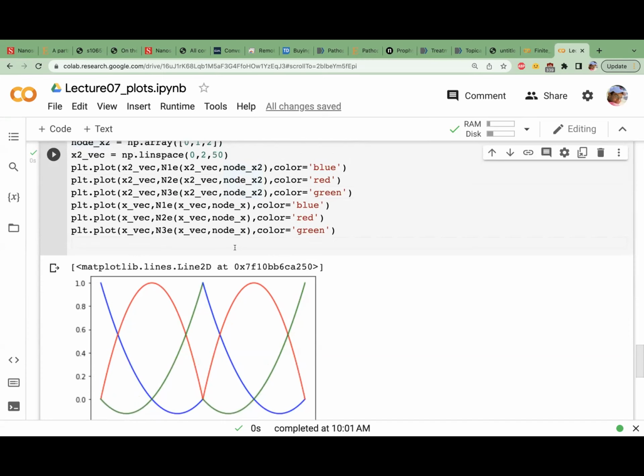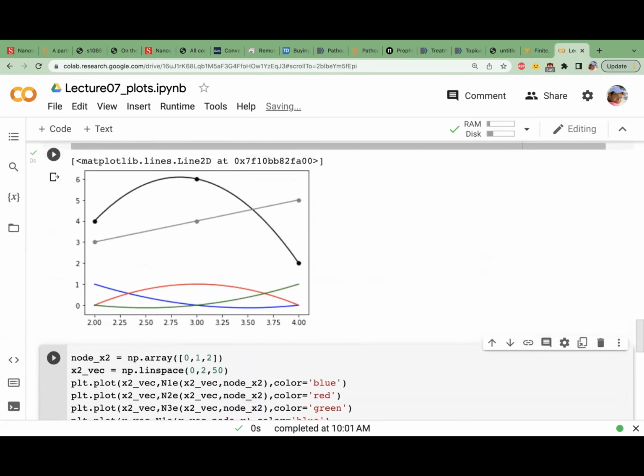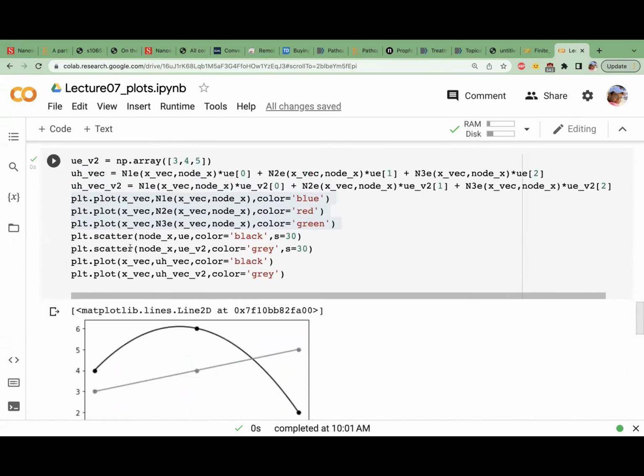And the last thing I'll do before I ask you to do something is to plot the interpolated function over the two elements. I will need the same thing as before, but I need to do it twice, right? So I need to do this thing that I did here.